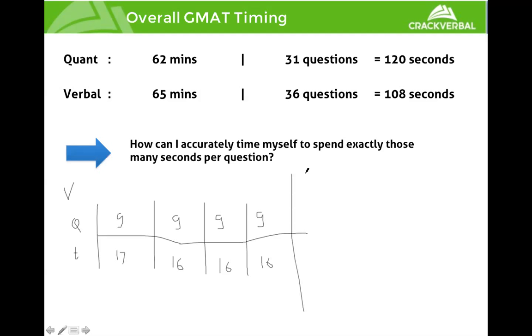When it comes to quant, same thing. I'm going to distribute it this time around, giving the timing as 17, 15, 15, 15. So 17 for the first, then the rest of them are 15 minutes each.